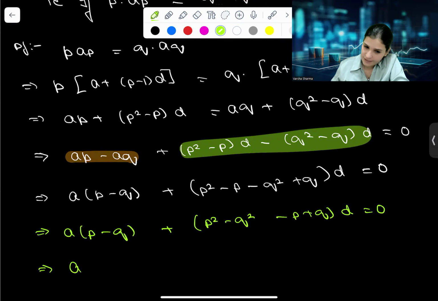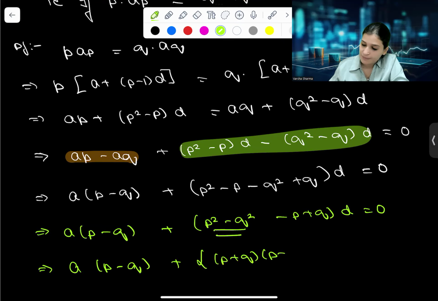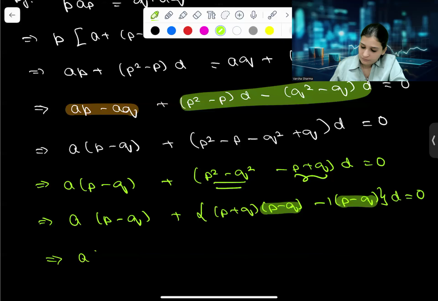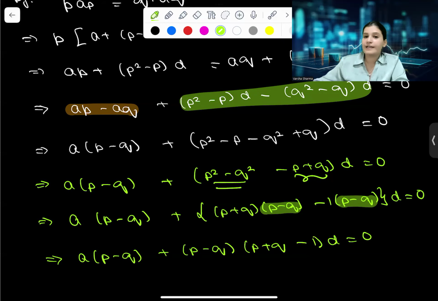Then A, P minus Q. P square minus Q square can be written as P plus Q, P minus Q. In these two, taking minus common. Yes. Now, again taking P minus Q common. I'm left with P plus Q minus 1 into D. Is it understood? Yes, ma'am.